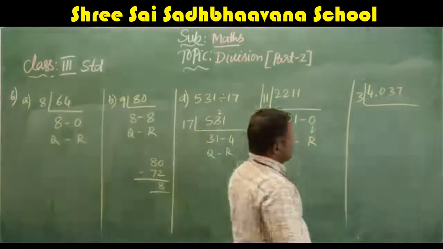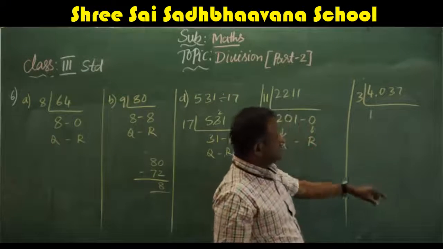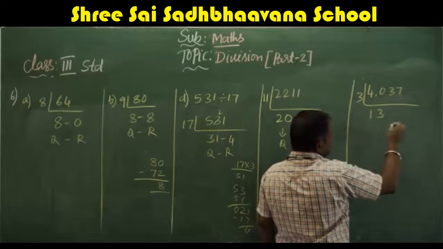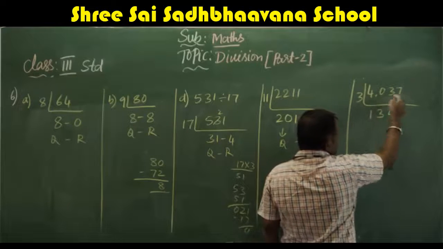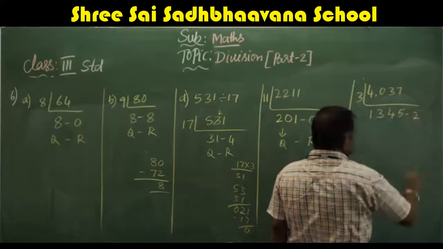Next, come to here, from 3, you divide, 3 1s are 3, 10 you get, 3 3s are 9, 13 you will get, 3 4s are 12, 17 you will get, 3 5s are 15, 2 you will get.